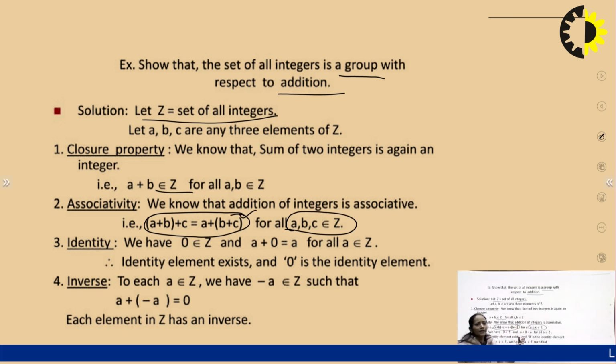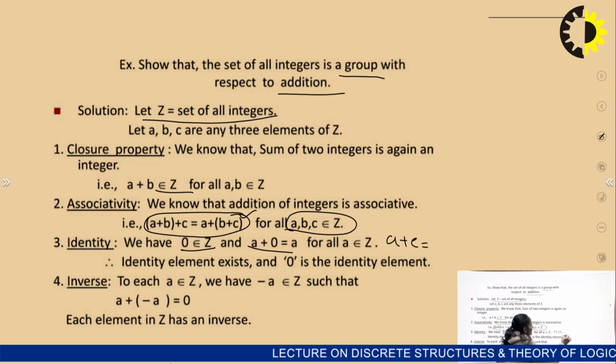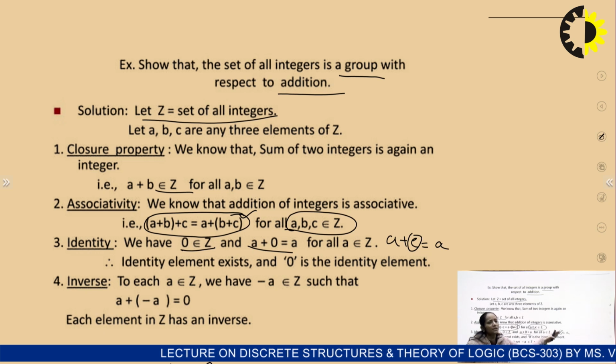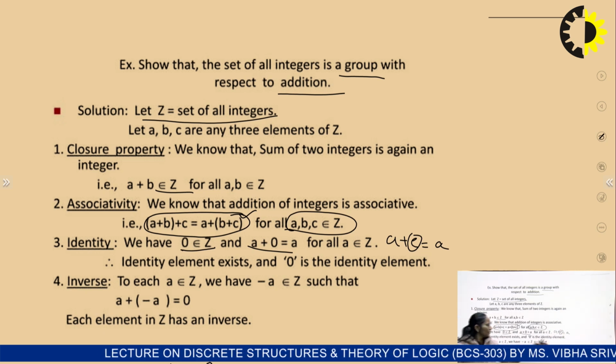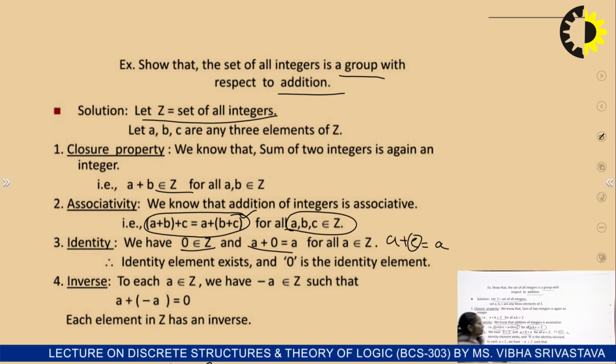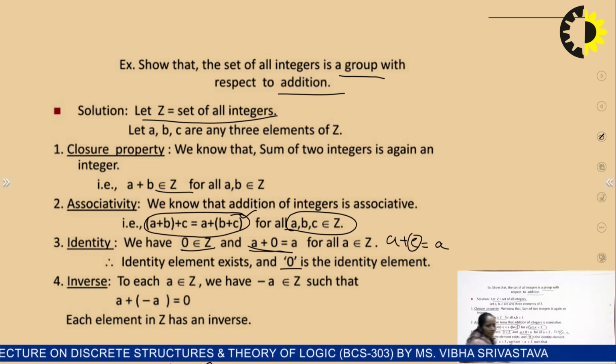As the operation is addition, how can we test for the identity? Here for addition, 0 is the identity. How can we say that? If A plus E is equal to A, what is the value of E? If E is equal to 0, then A plus E is equal to A. So here 0 is the identity. So identity also exists.